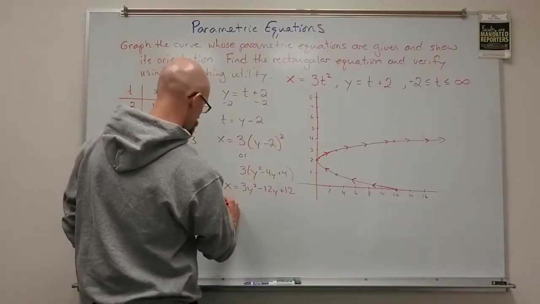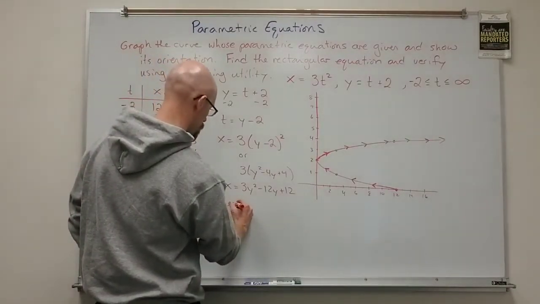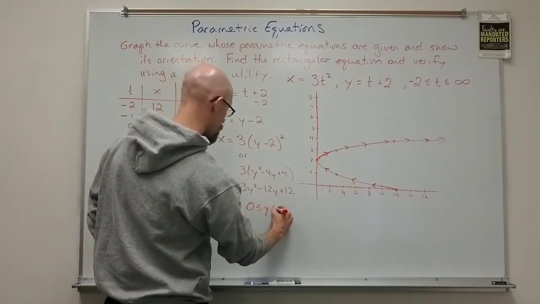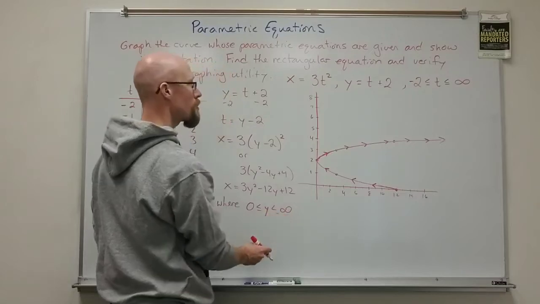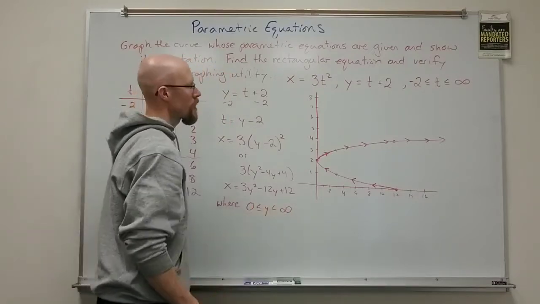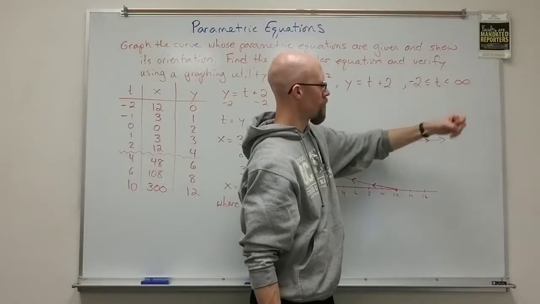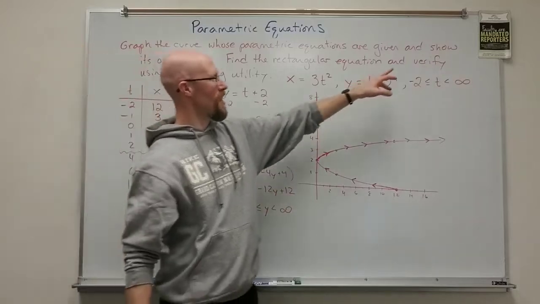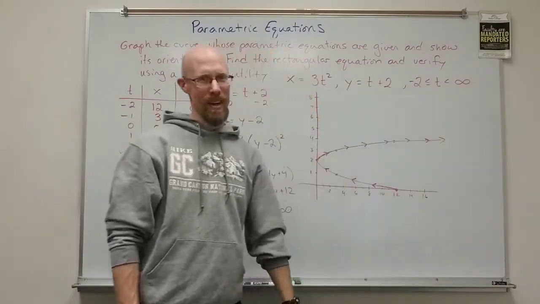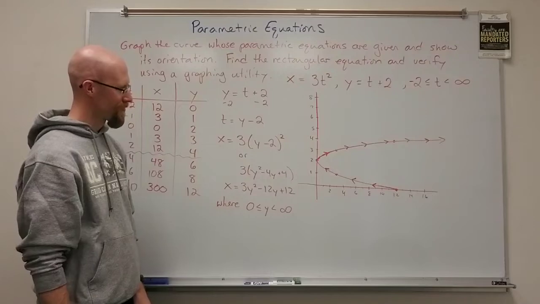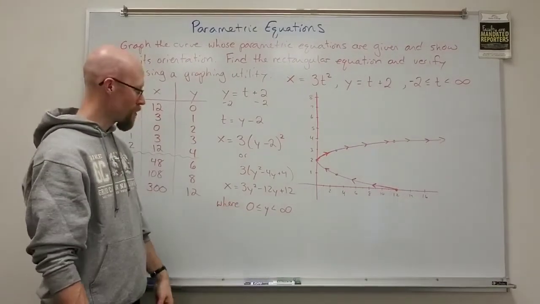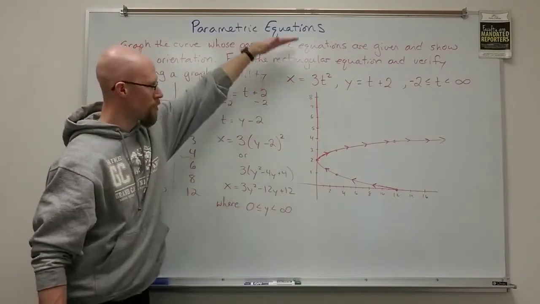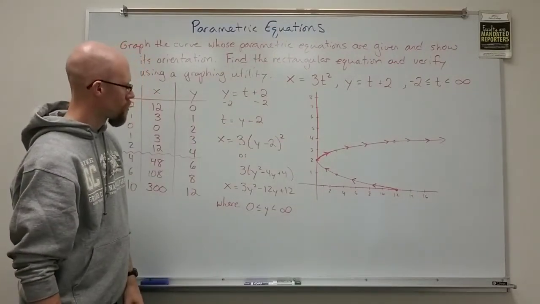So I would say where, let's see, 0 is less than or equal to y is less than or equal, oh no, less than infinity. Did I put less than or equal? I did. I am having a hard time with these inequalities here. You can't equal infinity, it's silly. Okay, that works. So -2 is less than or equal to t is less than infinity. Good thing I caught that at some point. Anyway, so y is restricted from 0 to infinity. That makes sense. Okay, so it is a parabola.